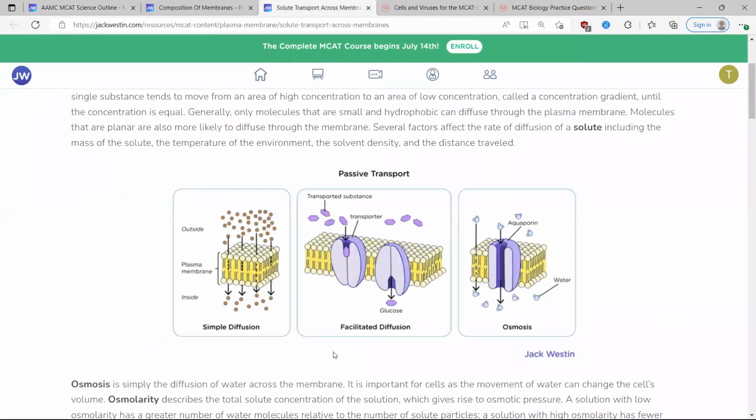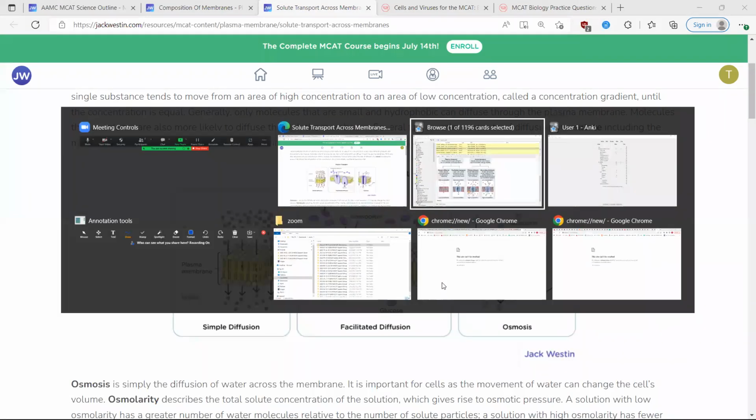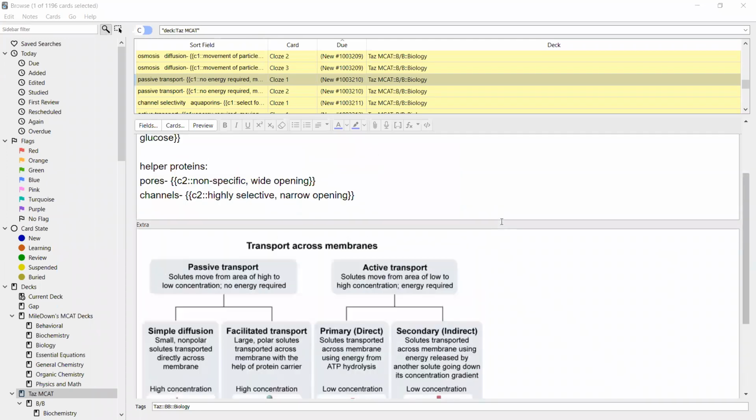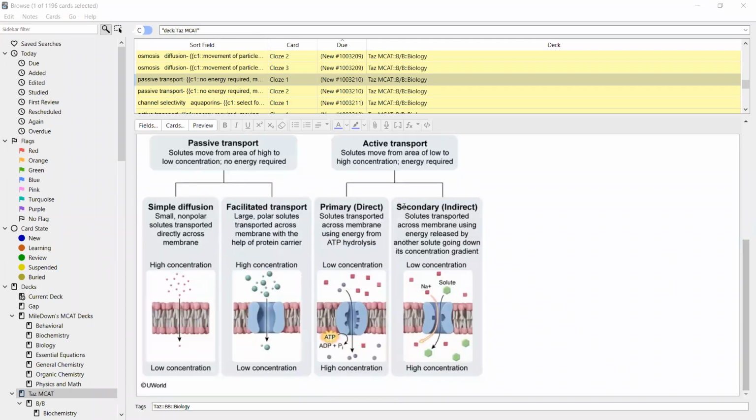Oh, no, I need to share this. Can you see that I changed the screen? Did I do that properly? Is it still stuck on the web page? No, it's on the Anki.